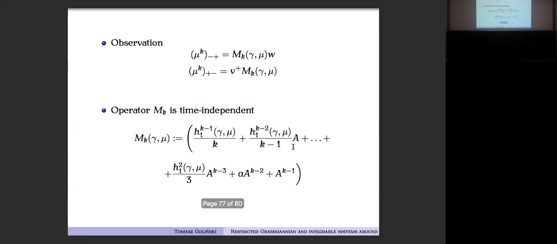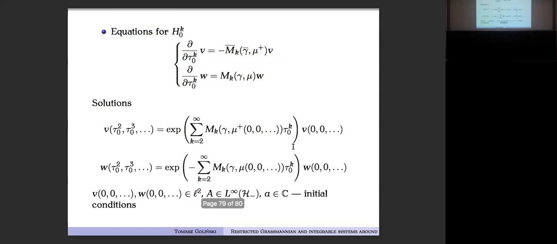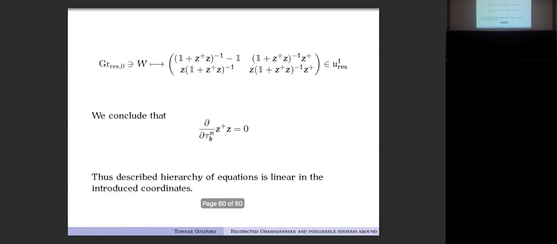So we can write down some operator given by a finite expression like that, and the equation becomes linear in this situation. Because it's the simplest situation, you can solve it just by exponentiation and write down the solution explicitly. Okay, so this is the part I wanted to present.